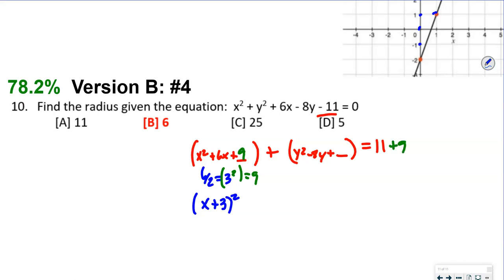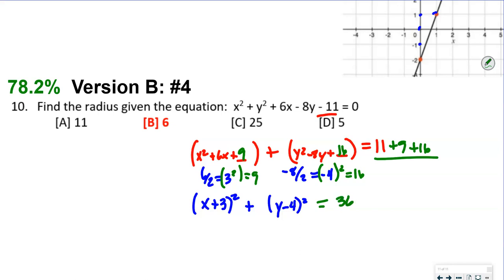So we're going to do the same thing over on the other side, okay? So we're going to take our negative 8 and divide by 2. That's going to give us negative 4. So that's going to be y minus 4 squared. Then we're going to square that term. That's going to give us 16, and we're going to add 16 to both sides. Okay, so we're going to add all three of these numbers. So 9 plus 11 is 20. 20 plus 16 is 36, right? So then it's asking us find the radius. So to find the radius, all we have to do is take the square root of 36, and that would give us 6.